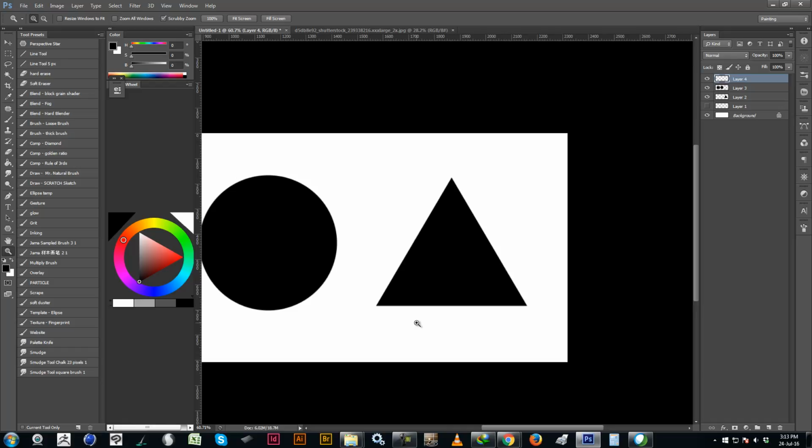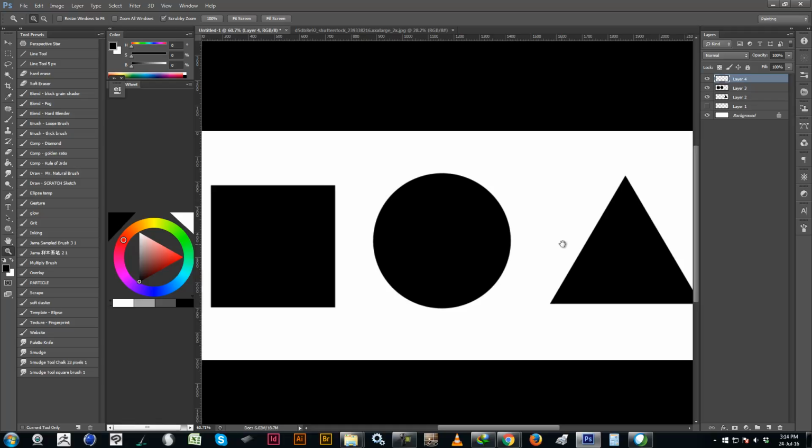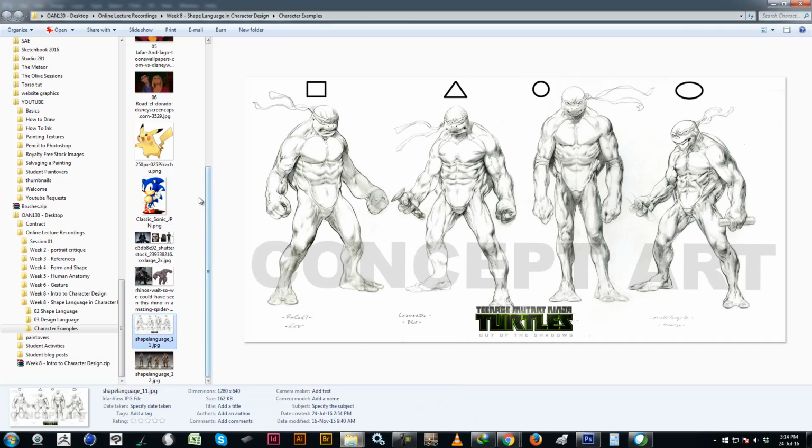A triangle. Okay, where do triangles occur in nature, right? Okay, so thorns, spikes, the teeth of predator animals, knives, blades, things that can hurt you. You probably don't want to touch something that's sharp. So that innate sort of psychology is embedded within the shape of a triangle. So let me start showing you some characters and how these shapes apply.